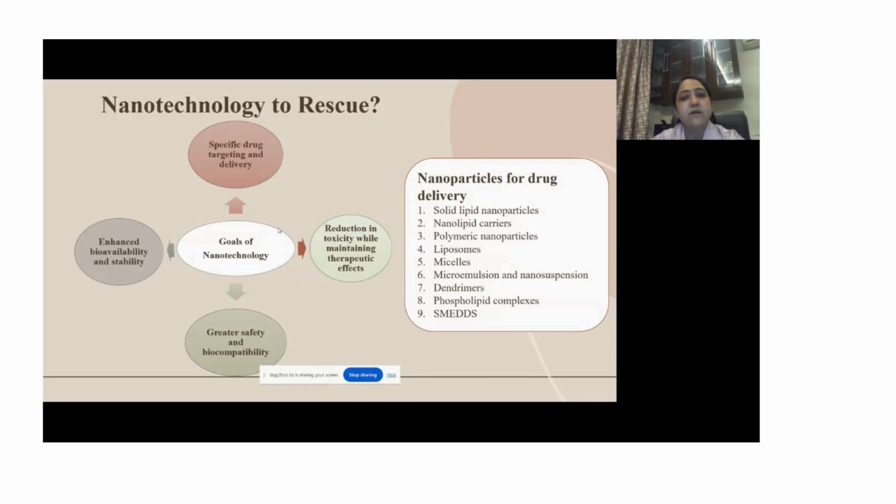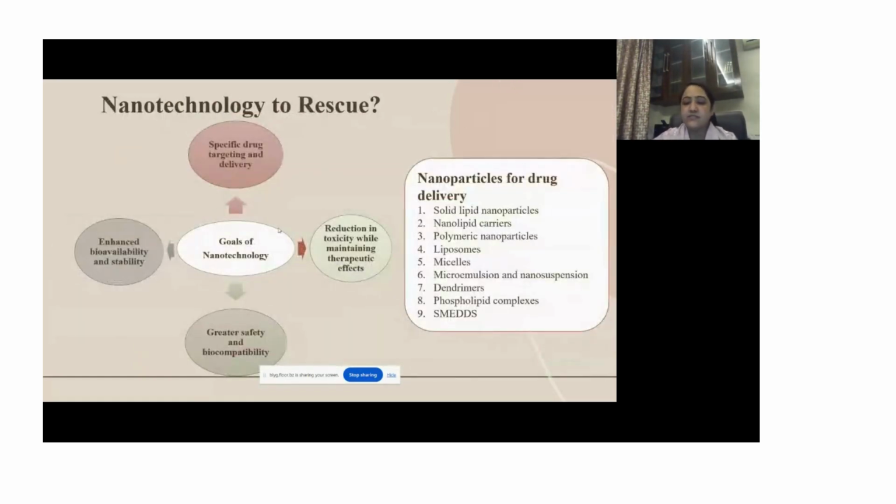And also, the nanotechnological approach reduces toxicity so that we can maintain the therapeutic effect and therapeutic efficacy of our drug. It has greater safety and biocompatibility with all the drugs, and so we have used this approach. In nanoparticle terms, we have solid lipid nanoparticles, NLCs, that is nanostructured lipid carriers, polymeric nanoparticles, liposomes, micelles, microemulsions, phospholipid complexes, and SMEDDS also.